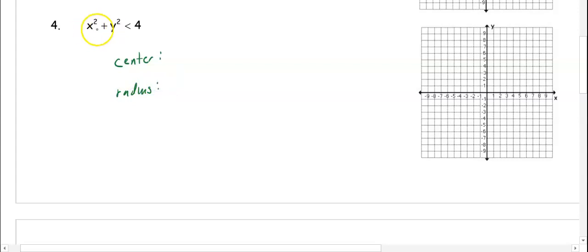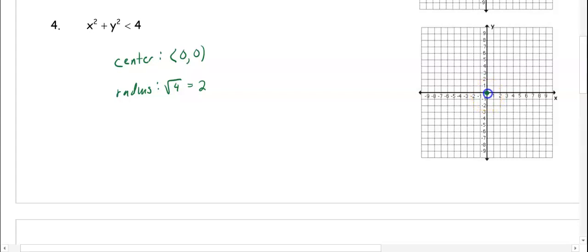Because there are no numbers with x and y, our center is going to be (0, 0). If 4 is our number, we take the square root to get 2. Make sure when the r² value is a small number, you're still taking the square root. That's a mistake a lot of people make.